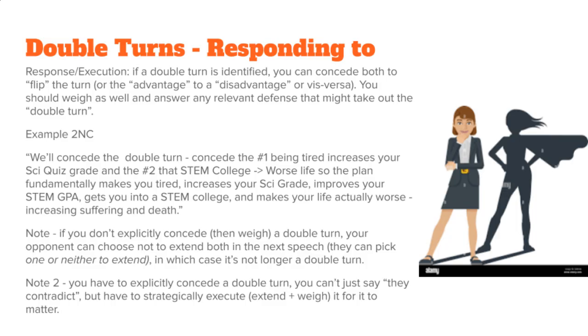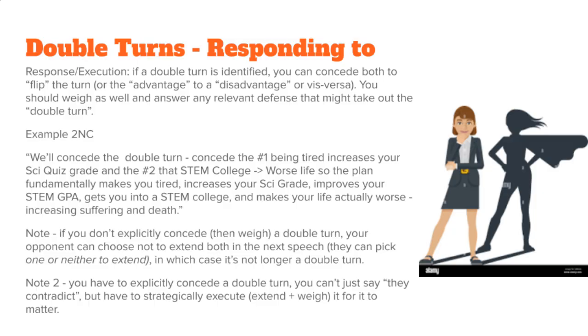That's PF logic right there. You have to concede both double turns and then weigh it as your own contention. I will concede staying up actually will improve my math score, and I'll concede going to a good college actually hurts my life. If I do both, now my plan actually improves my life because it guarantees to become a plumber. And that's good. And then weigh it.